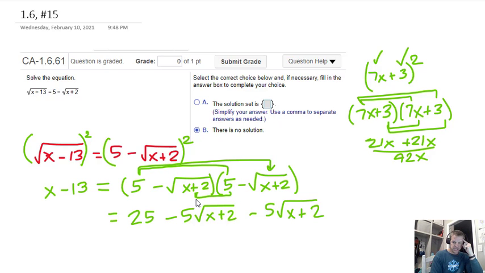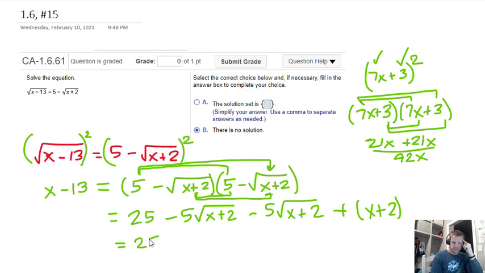When I take the last terms, square root of x plus 2 times the square root of x plus 2, I got a negative and a negative, so that's positive. And whenever you square something that's a square root, just like over here, when we squared the square root of x minus 13, you just get whatever's inside. So here I just get whatever was inside, and that whatever was inside was x plus 2. All right. And now let's continue here.